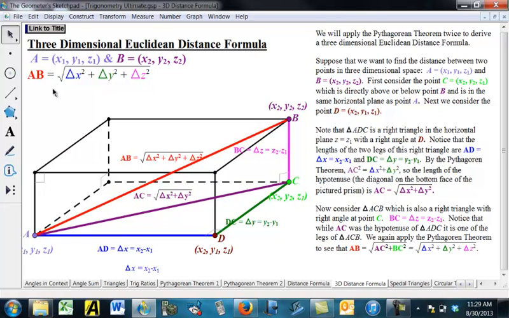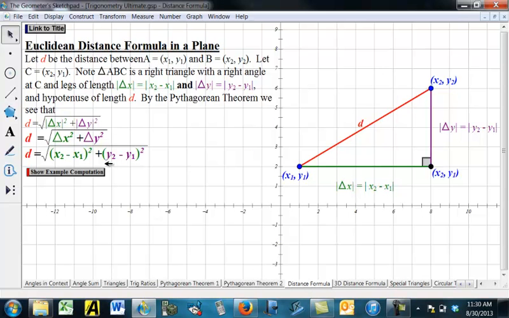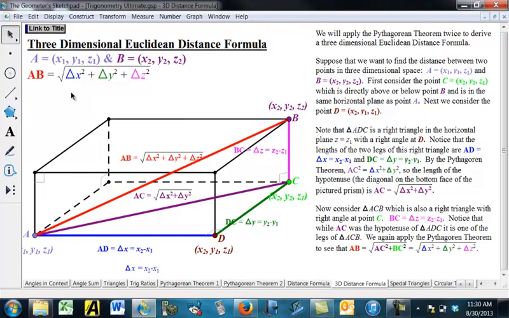And notice that this actually generalizes very nicely. For two dimensions it was just the square root of delta x squared plus delta y squared. For three dimensions, it was the square root of delta x squared plus delta y squared plus delta z squared. Actually, for one dimension, it turns out to be the same thing as the square root of delta x squared, because the square root of delta x squared is just the absolute value of delta x, which is the distance formula in one dimension on a number line.